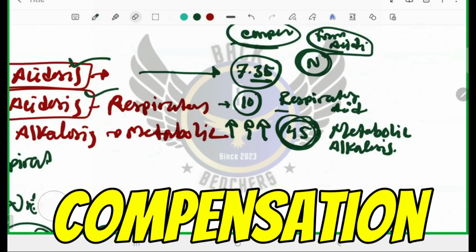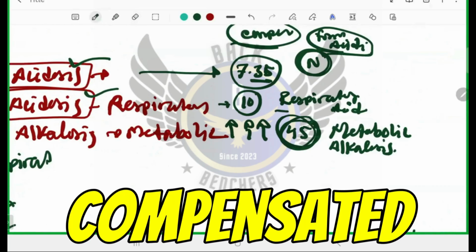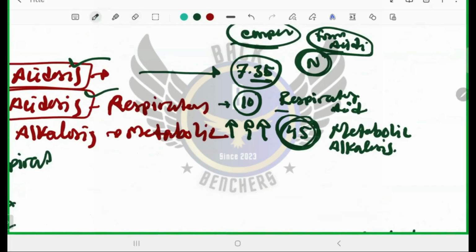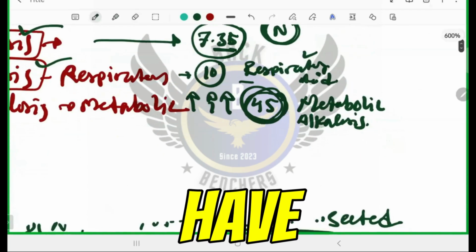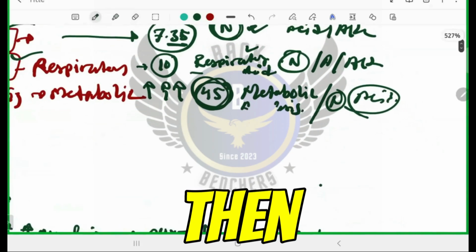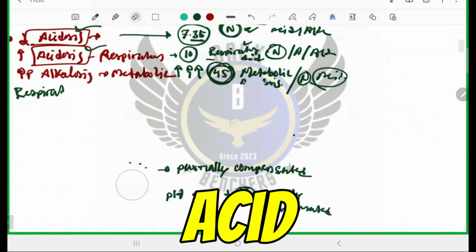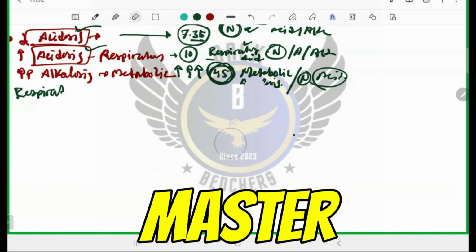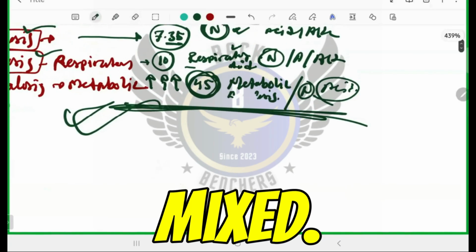In case of compensation, the first thing you see is from which part it's compensated, acid or alkali. Then match with this one. Go stepwise and we will not have a problem. Then let's talk about mixed metabolic and respiratory acidosis. Guys, you master this method first. Then you will understand what a mixed disorder is.